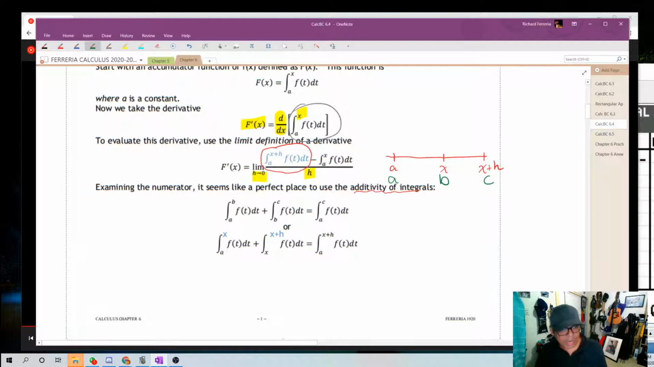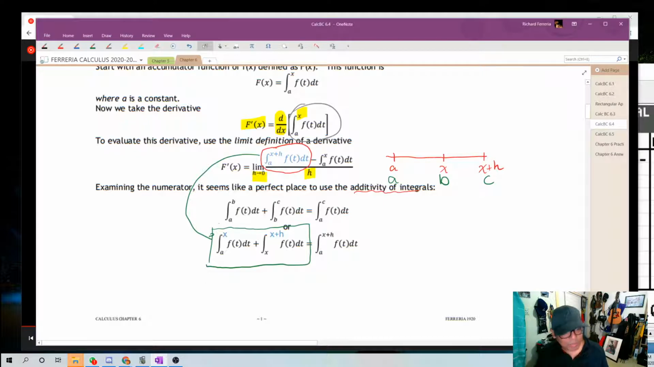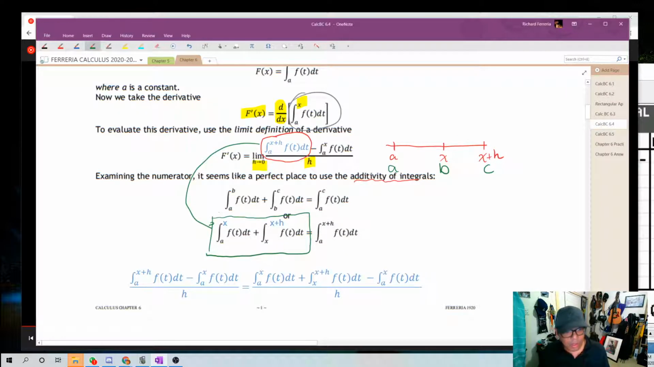When we put that into our integral, it looks like this. The integral from a to x plus the integral from x to x plus h equals the integral from a to x plus h. So you can imagine we're going to take this piece right here in red and substitute it over here. Just like that. So our f prime of x, the equation that we have over here, is going to get transformed into this beastly looking equation.